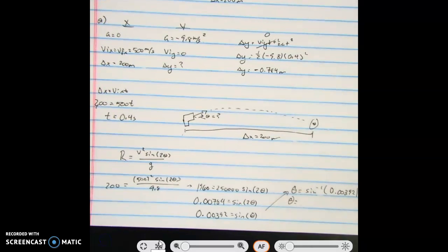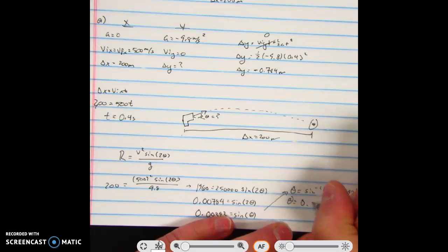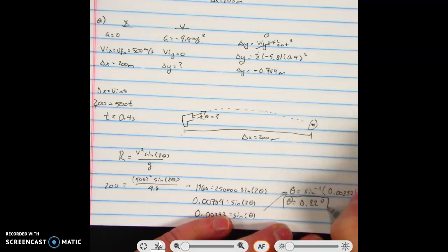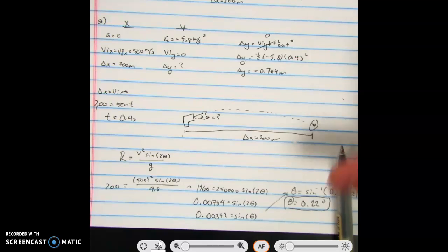Sorry about that, I had to quickly step out and talk to a teacher. We get theta of 0.22 degrees, which might not seem like a lot of angle, and it really isn't. It's less than a degree, but you're going at really fast speeds, so it should all work out.